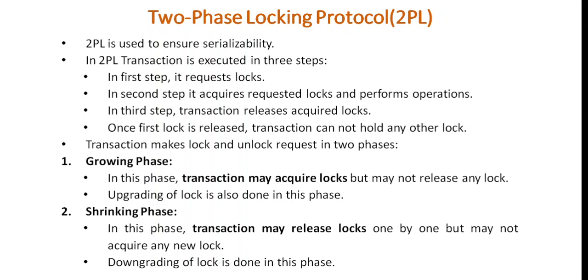It means if a transaction wants to change the state of an exclusive lock to a shared lock, then it can be done in the shrinking phase. So this is called the two-phase locking protocol, which is mainly used to ensure serializability, but it does not give the transaction freedom from deadlock.